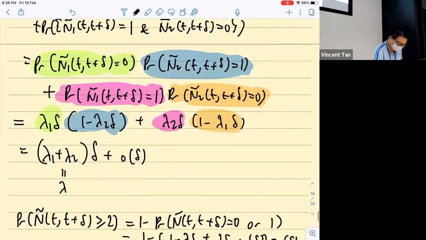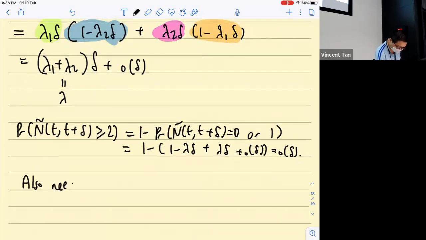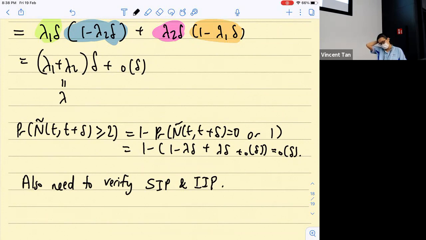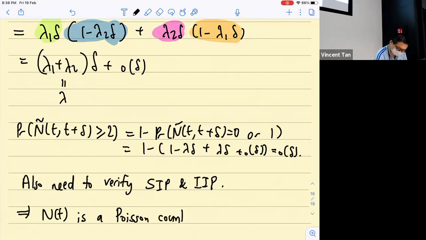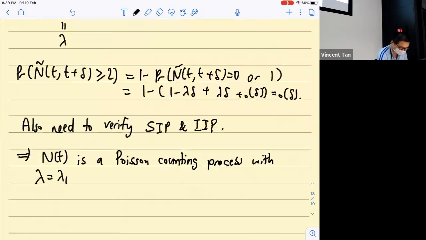Okay, this is not the end of the story. We also need to verify SIP and IIP. But this should be possible based on the stationary increment property and the independent increment property of the underlying processes. So after we verify this, which I'm not going to do, we show that N(t) is a Poisson counting process with combined rate lambda equals lambda 1 plus lambda 2. So unsurprisingly, the total number of people that come into my shop, regardless of their gender, is a Poisson counting process with the rate being the sum.